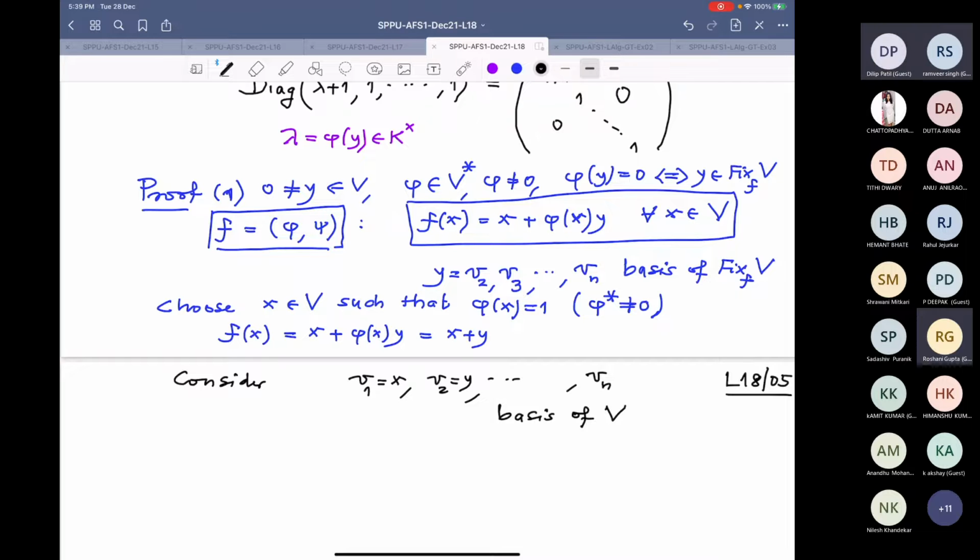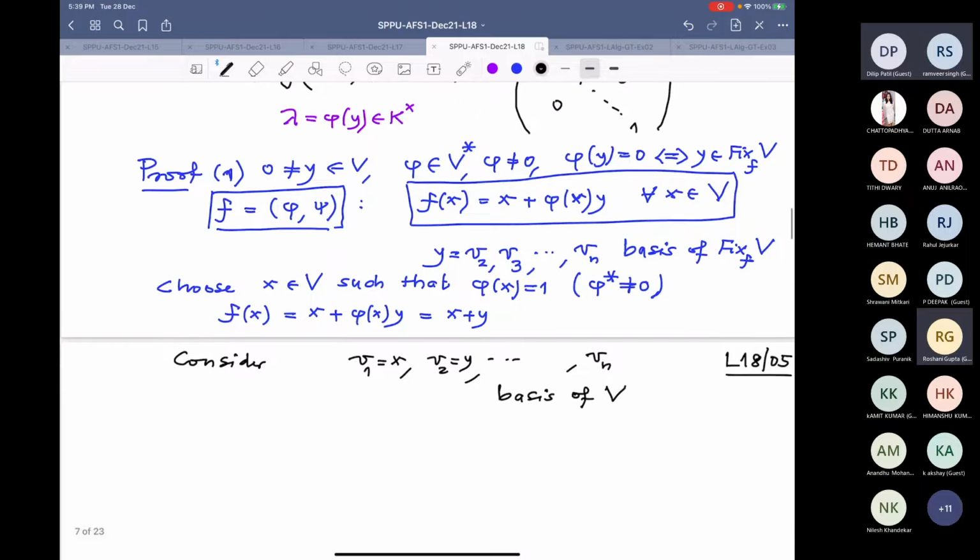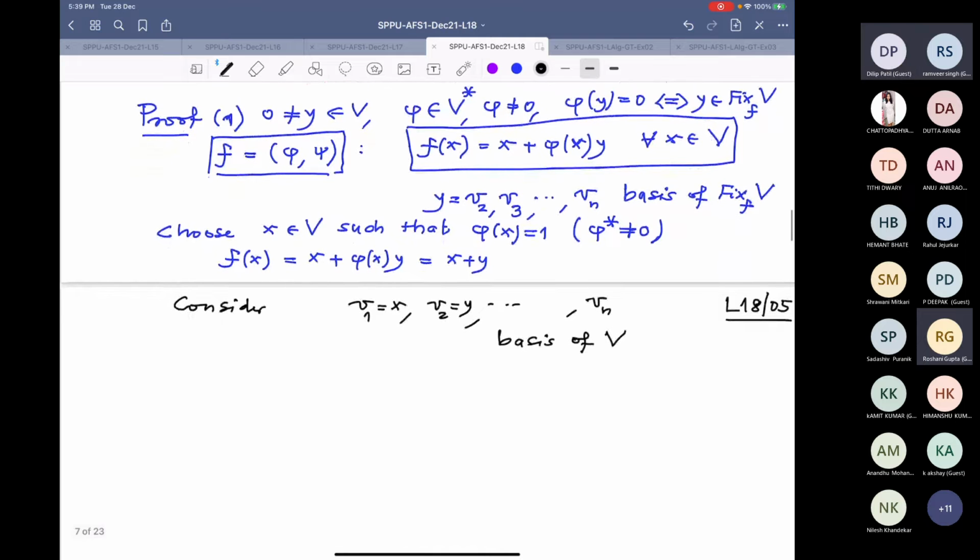Can you check that, or should I check that? Sir, y is not in the span of x. So they're linearly independent, right? Yes. They are linearly independent, because phi of x is non-zero. So it's a basis. So I want to compute the matrix of f with respect to this basis.